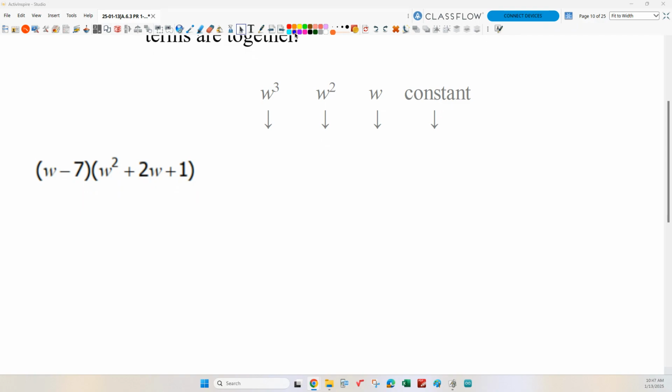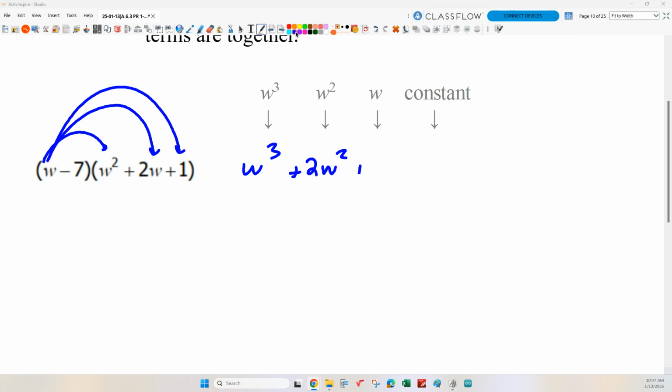So when we distribute the W, W times W squared is W cubed. W times 2W is 2W squared. W times 1 is positive W, right? When I distribute the negative 7, negative 7 times W squared is negative 7W squared. So where's that one go?